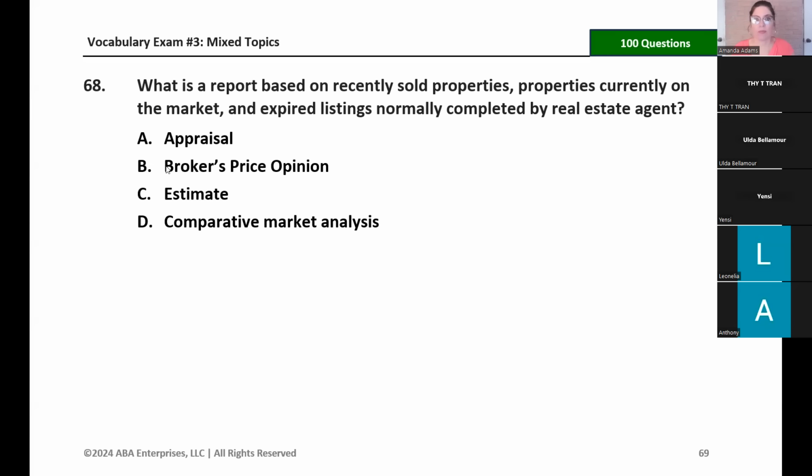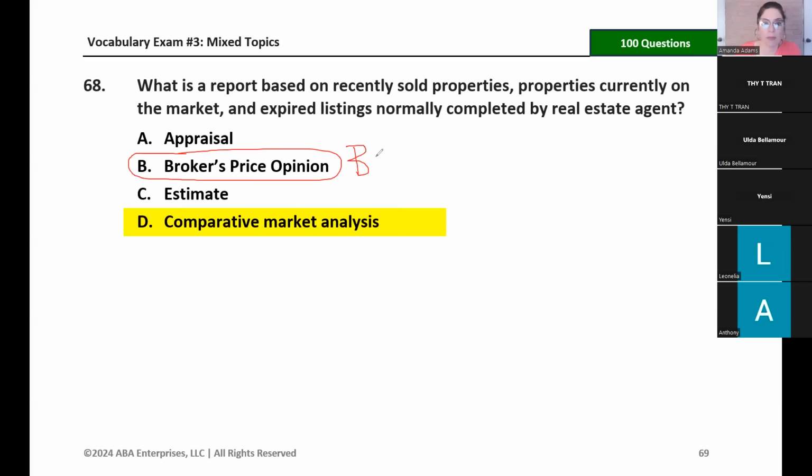What is that? That's a D. That's a CMA, comparative market analysis. That's a CMA. Very good. What's the report that's done by a licensed and certified appraiser that's ordered by a lender to determine the value of the loan? That's A, right? Yes. Okay, now Rajneet asks for what is a BPO, a broker price opinion.